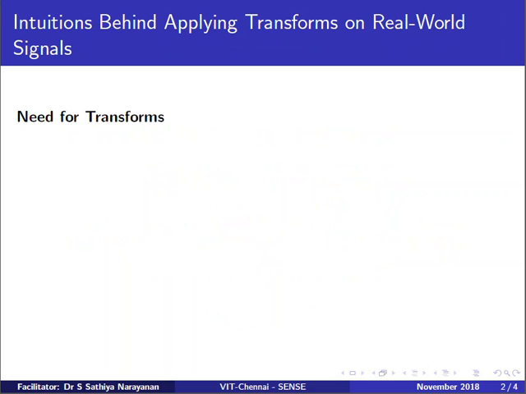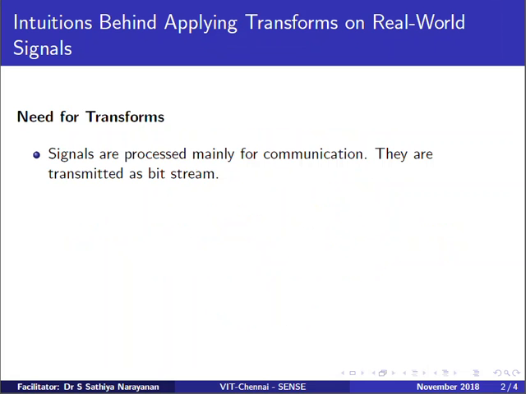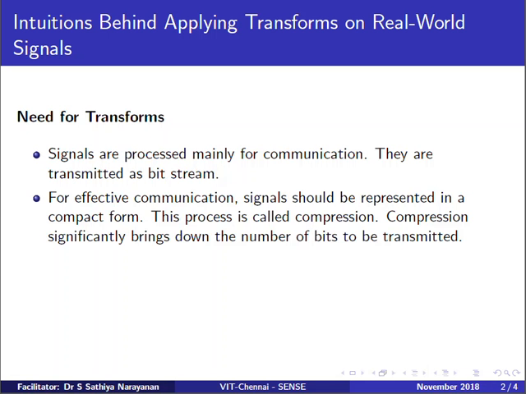Most signals that are processed are meant for communication, so they are transmitted as a stream of bits. For efficient communication, a signal needs to be represented in a compact form. This process is called compression. Once you represent your signal in a compact form, you can bring down the number of bits to be transmitted. Thereby, the communication becomes efficient.